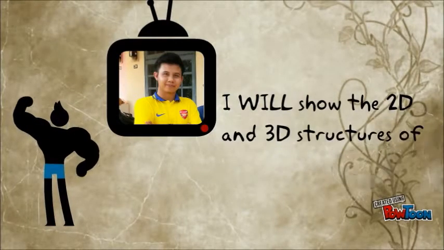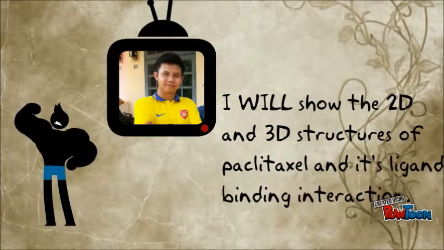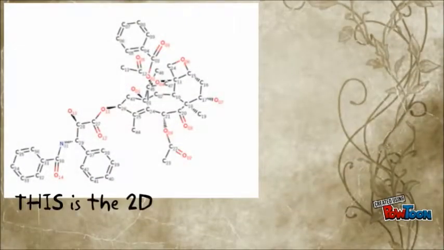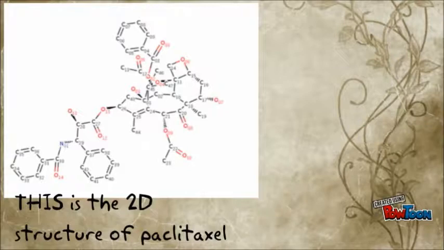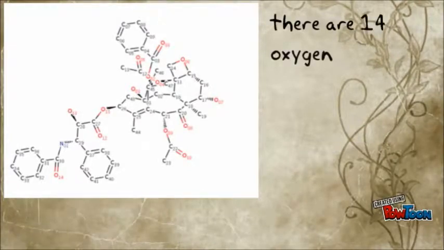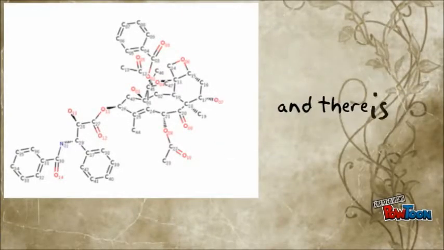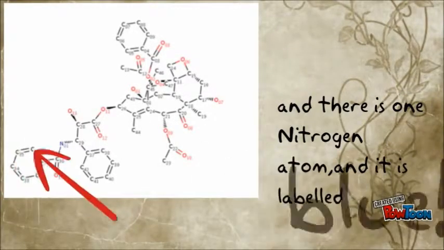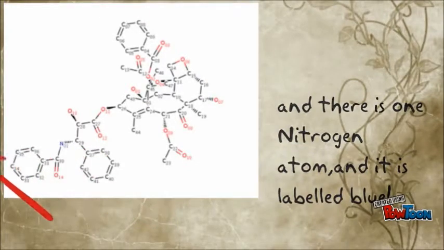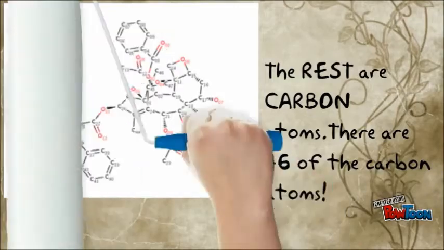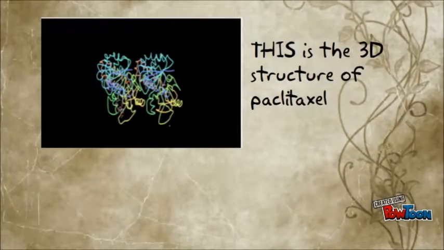I will show the 2D and 3D structures of paclitaxel and its ligand binding interactions. This is the 2D structure of paclitaxel. There are 14 oxygen atoms in the structure of paclitaxel. And there is one nitrogen atom and it is labeled blue. The rest are carbon atoms. There are 46 of the carbon atoms.